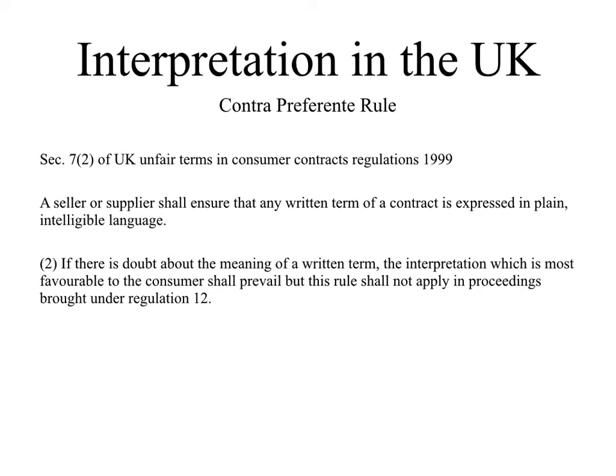Regulation 7(2) of the UK Unfair Terms in Consumer Contracts Regulations 1999 provides that a seller or supplier shall ensure that any written term of a contract is expressed in plain, intelligible language. This is the contra proferentem rule. Paragraph 2 tells us that if there is a doubt about the meaning of a written term, the interpretation which is most favorable to the consumer shall prevail, but this rule shall not apply in proceedings brought under Regulation 12. This comes from a European directive, and therefore all the countries in the European Union should have transposed this directive.